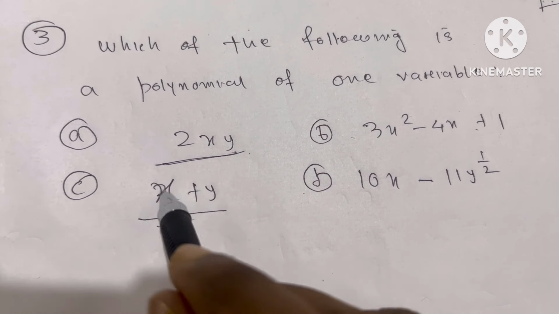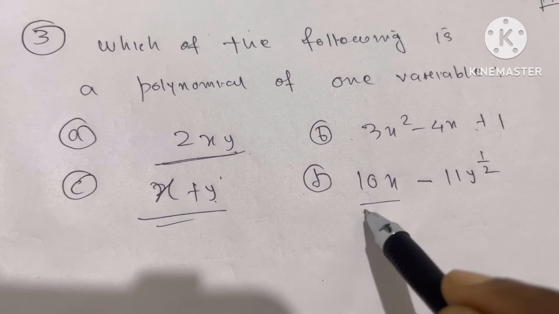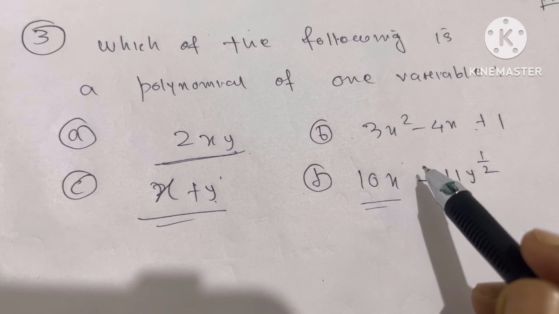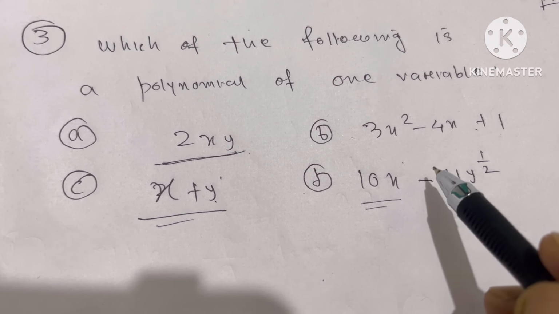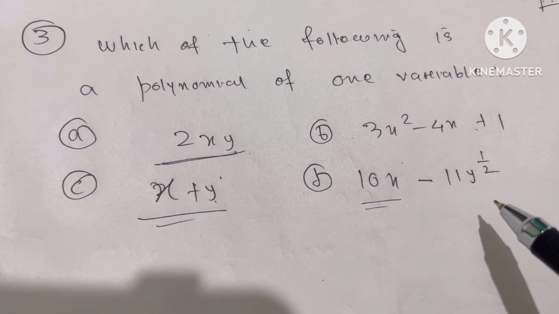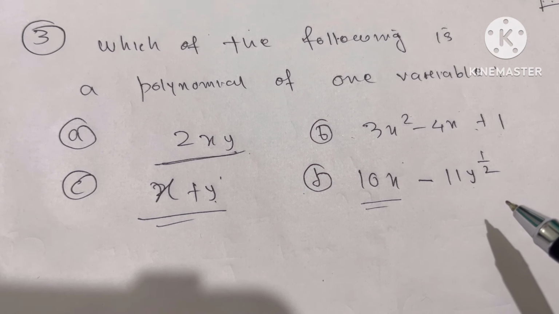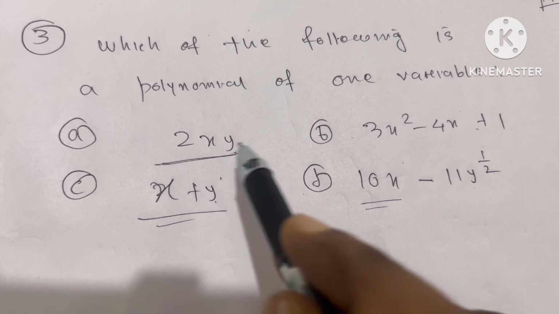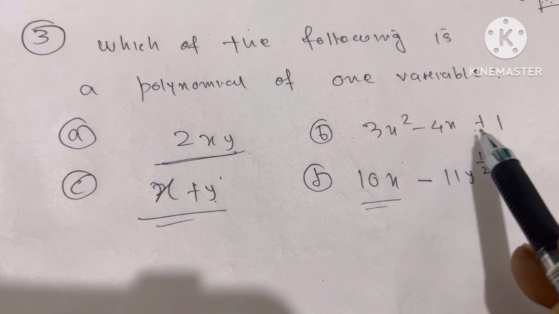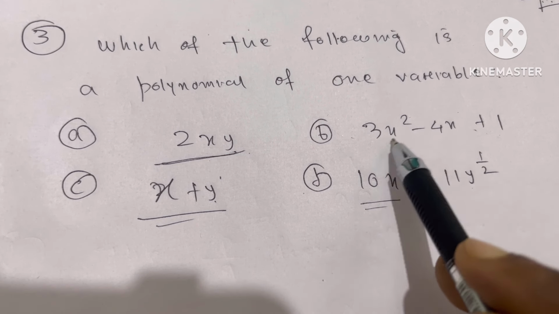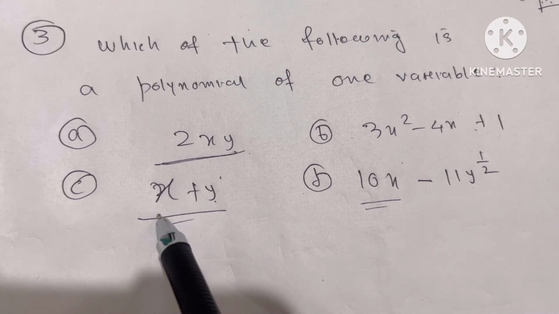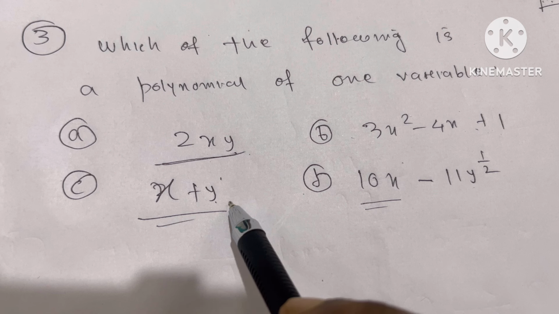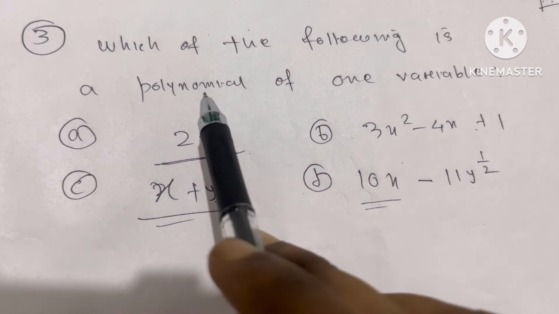This is x power 1, y power 1, but this one has x power 1. Okay, no problem. The x exponent is a positive counting number, but the y exponent is half. As you know, polynomial means the variable exponent cannot be a fraction. So this is not a polynomial. This is also a polynomial, and it is a polynomial of one variable, because it contains only x. This is a polynomial, but a polynomial of two variables. So which of the following is a polynomial of one variable?